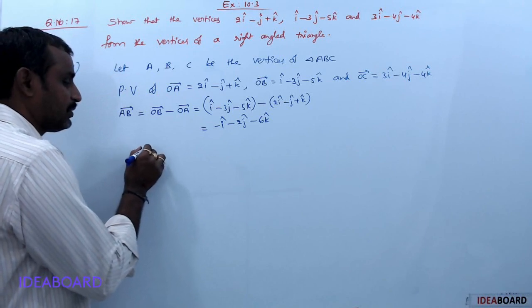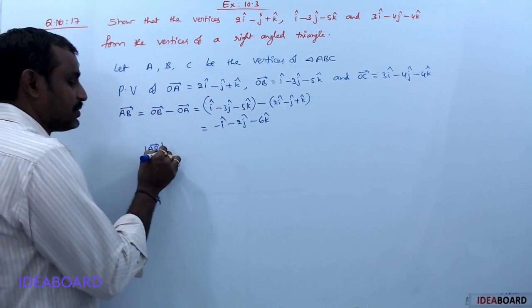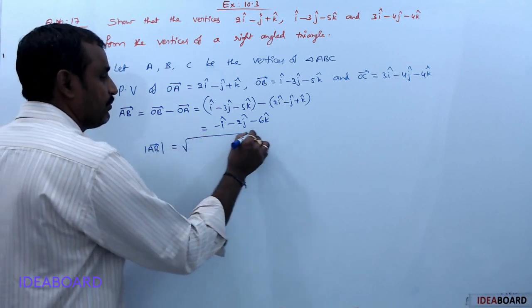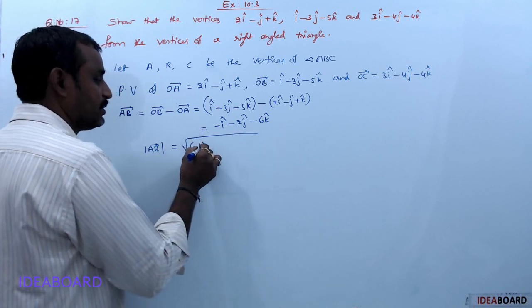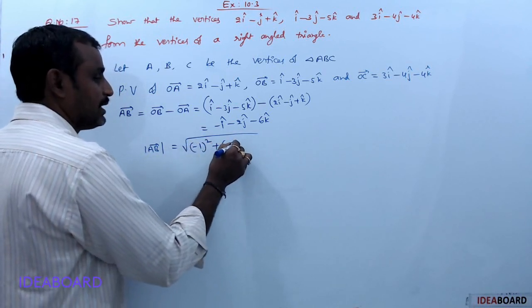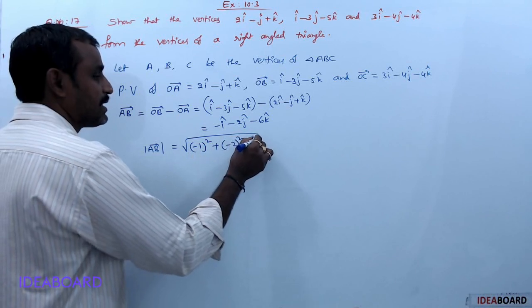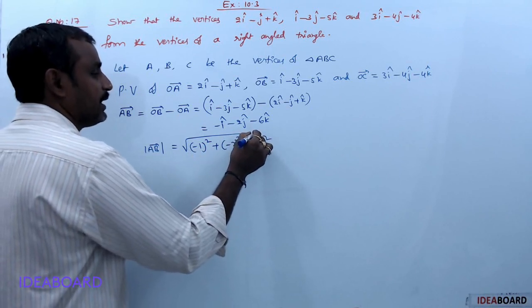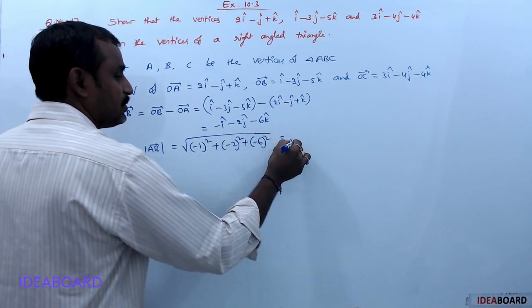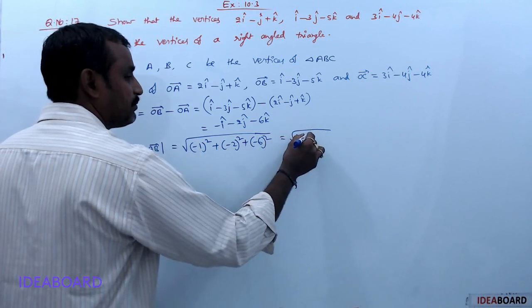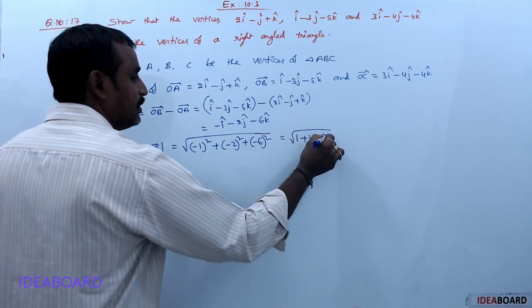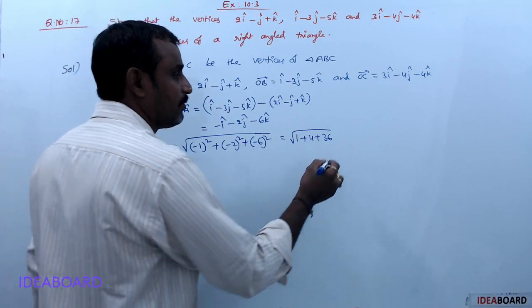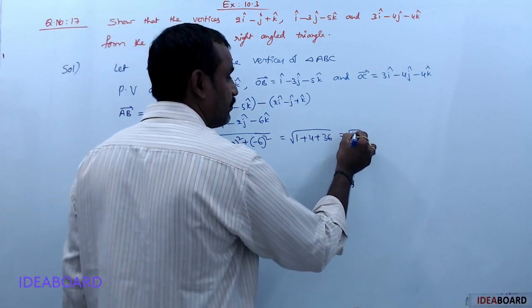Now find the magnitude of the AB bar vector. This is equal to under root of the scalar components: minus 1 whole square plus minus 2 whole square plus minus 6 whole square. Now simplify this, you will get root of 1 plus 4 plus 36. So this is equal to root 41.